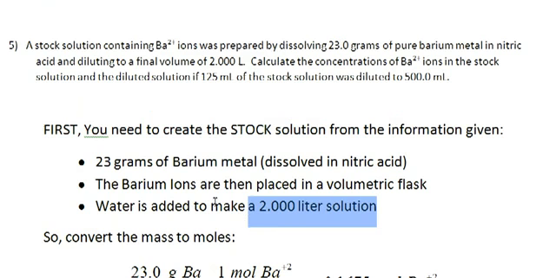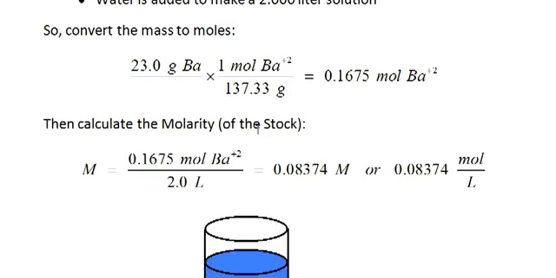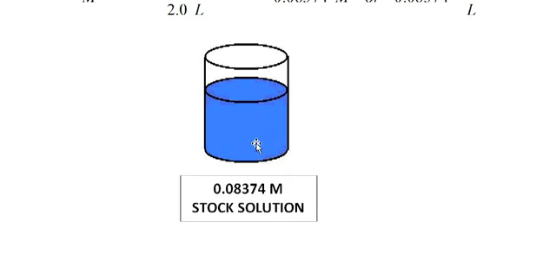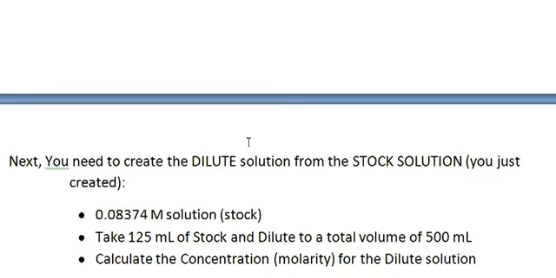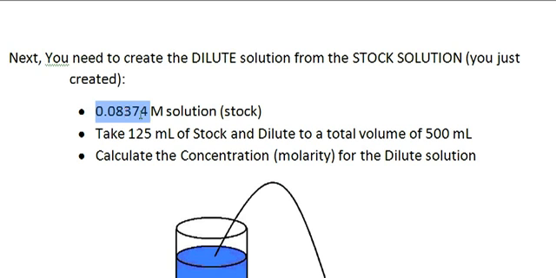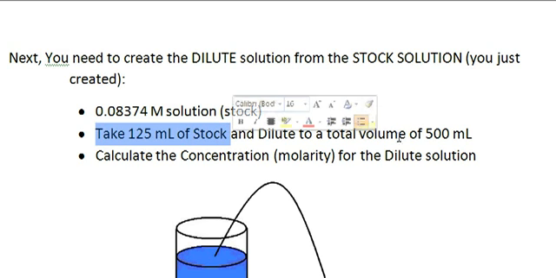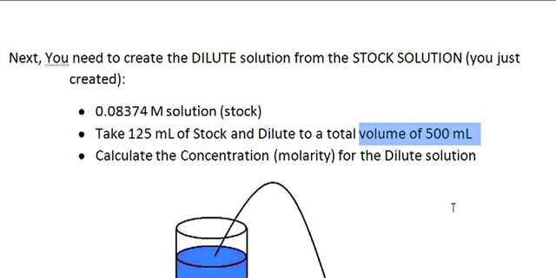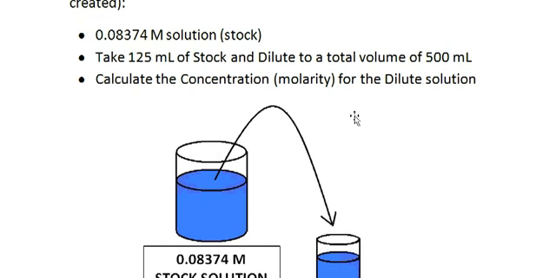What the question now asks us to do is to take 125 milliliters of that stock solution and prepare a dilute solution. So we want to now create a dilute solution from the stock that we just created. Here's the information that we know. We know our concentration. We know we're going to take 125 mils of the stock and then we're going to dilute that to a total volume of 500 milliliters. Then we want to calculate the molarity for the dilute solution.